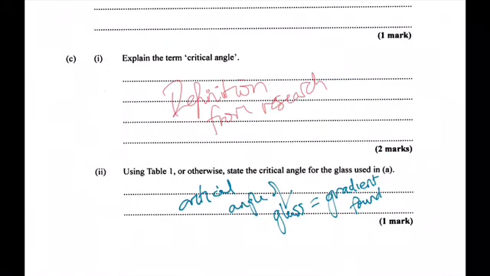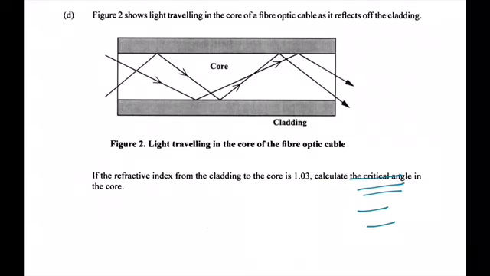Next, explain the term critical angle. Alright, there's a definition from your book. Critical angle is the angle of incidence that gives the angle of refraction of 90 degrees. Check over that. Anyhow, using Table 1, state the critical angle for the glass. So you're just going to state your gradient. That's the critical angle. This is a state question, no major calculation. State means just write down, right? If the refractive index from the cladding to the core is 1.03, calculate the critical angle.